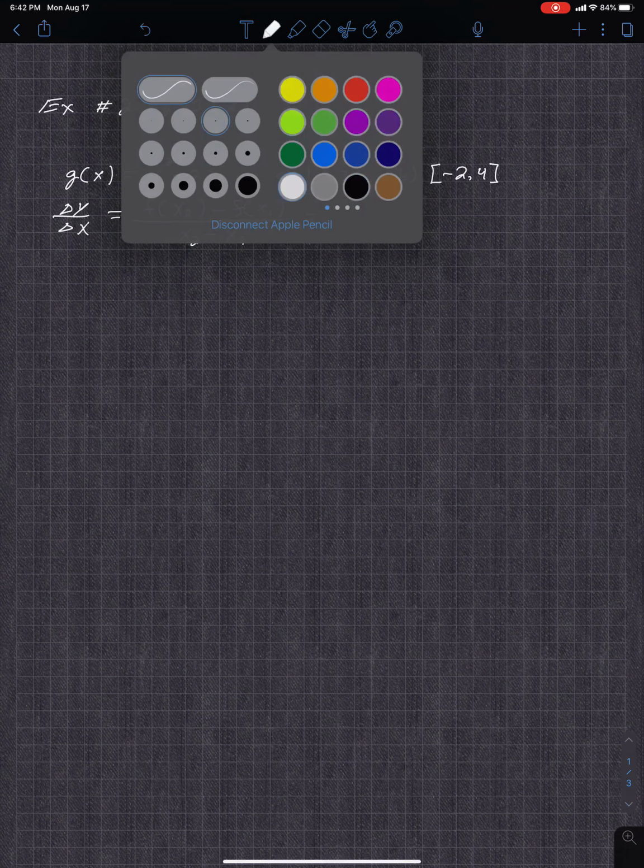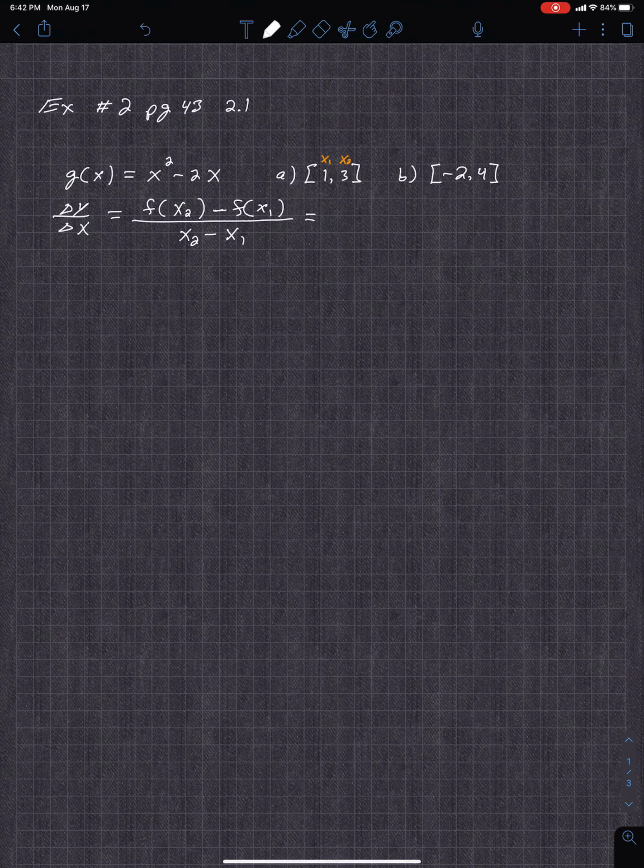So when you substitute in, you get 3. So let me write this out. So big long division bar. You're going to get 3 squared minus 2 times 3. That's the first one. Minus bracket 1 squared minus 2 times 1 bracket. And then over 3 minus 1. So simplify all that. And I'll write some of it out this time. That's 9 minus 6 plus 1.